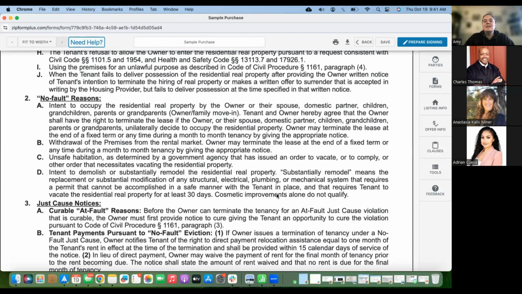Owner may terminate the lease at the end of the fixed term or any time during a month-to-month tenancy by giving the appropriate notice. Unsafe habitation as determined by a government agency that has issued an order to vacate or to comply with another order that necessitates vacating the residential property. Intent to demolish or substantially remodel the residential real property. Substantially remodel means the replacement or substantial modification of any structural, electrical, plumbing, or mechanical system that requires a permit, that cannot be accomplished in a safe manner with the tenant in place, and requires the tenant to vacate the residential real property for at least 30 days. Cosmetic improvements alone do not qualify.